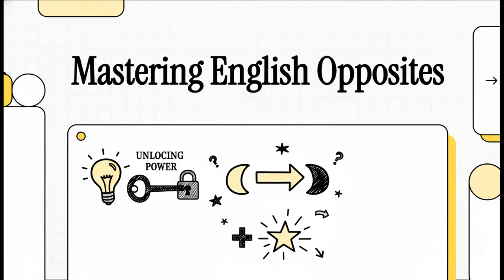Ever feel like you're learning English one single word at a time? It can be slow going, right? Well, what if I told you there's a way to learn one word and instantly know its opposite? Today, we're going to crack open a language hack that does exactly that.